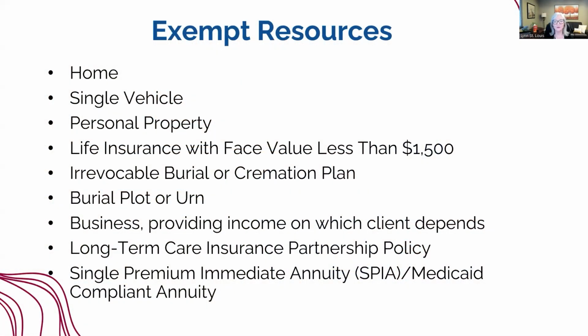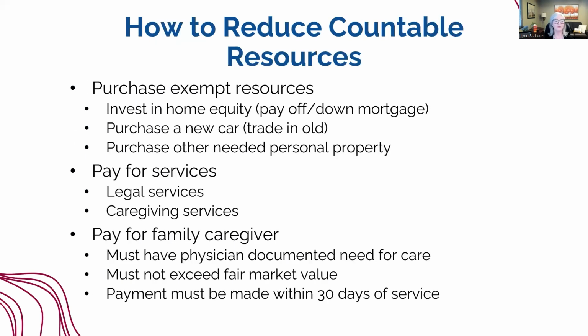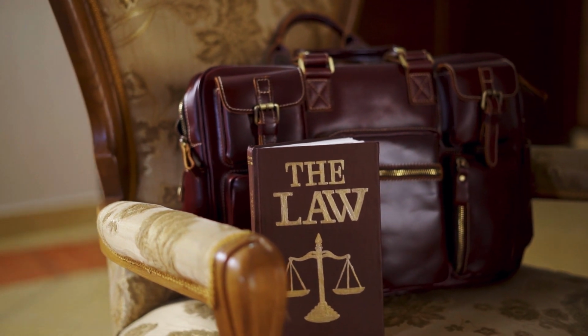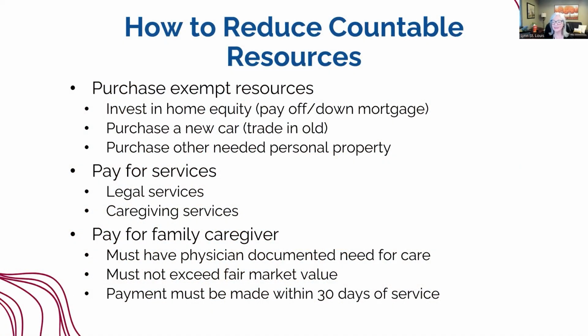And what's really important is what we call a SPIA, single premium immediate annuity, a Medicaid compliant annuity. That is exempt. And how you use that is you take money, you buy the annuity, and you've just converted countable assets to non-countable by purchasing the annuity, which we will talk about. So oftentimes when people have too much money, they're looking at reducing their resources. How can you do that? You can buy exempt resources, invest in a home, pay off debt, buy a new car, trade in the old car, buy things that you need, pay for services, legal services, caregiving services.